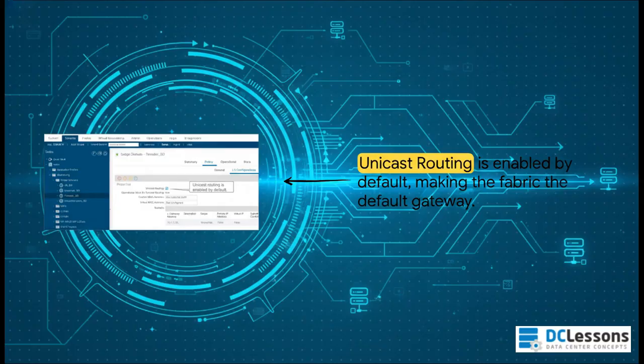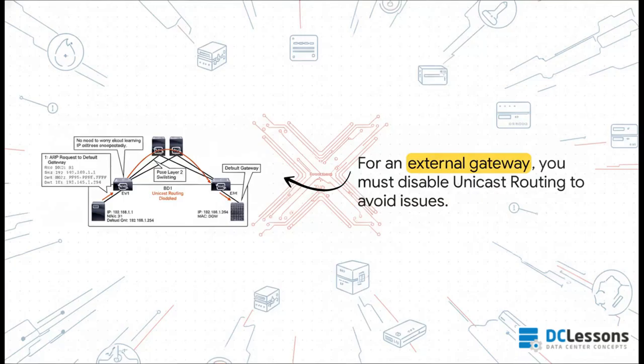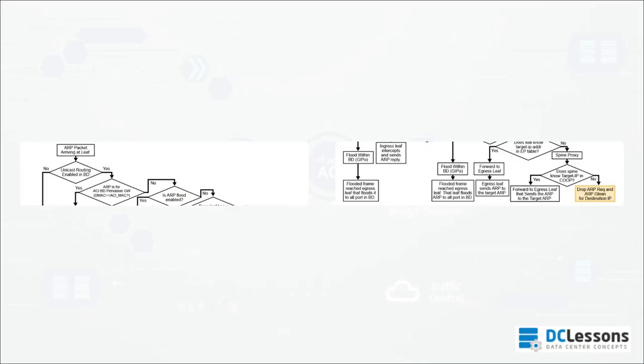It's pretty powerful. But what if the fabric isn't your gateway? What if you have a big firewall or a router that's supposed to be doing that job? In that case, and I can't stress this enough, you absolutely must uncheck that box and disable unicast routing. If you leave it on, the fabric will start learning IP addresses when it shouldn't, and you'll end up with traffic getting black-holed.